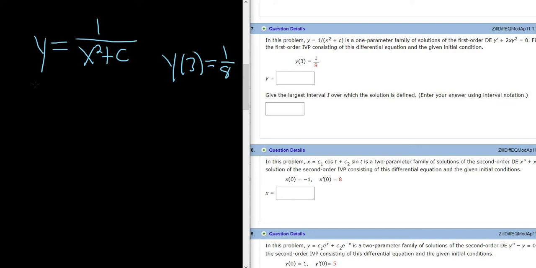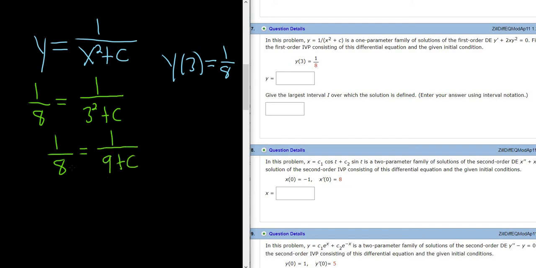So in this case, y is 1/8, and that's equal to 1 over, and then x is 3, so it'll be 3 squared plus c. Okay, so 3 squared is 9, so you get 1/8 equals 1 over 9 plus c. And now to solve for c, we can cross multiply. So we have 9 plus c, and that's equal to 8. And then subtract 9. So we get c equals -1.